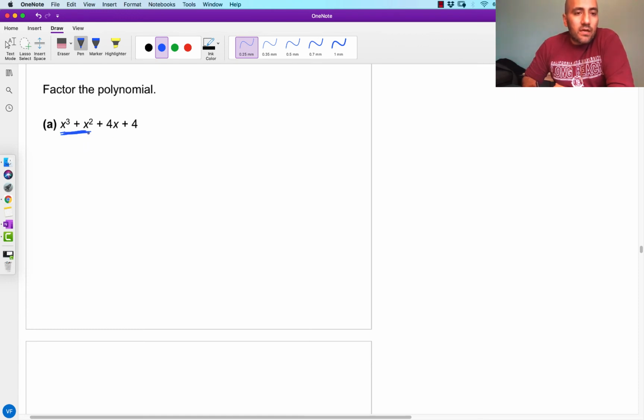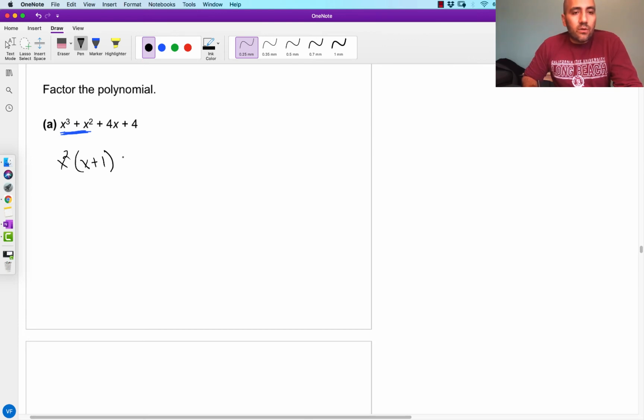So step number 1 is to underline it. Step number 2 is to factor the first two terms. So let's factor it. They both have an x squared in common. So we have x squared out here, and then that results in an x plus 1. Okay, so that's what I mean by step 1 and step 2. Underline it, and then step 2 is to factor the first two terms.